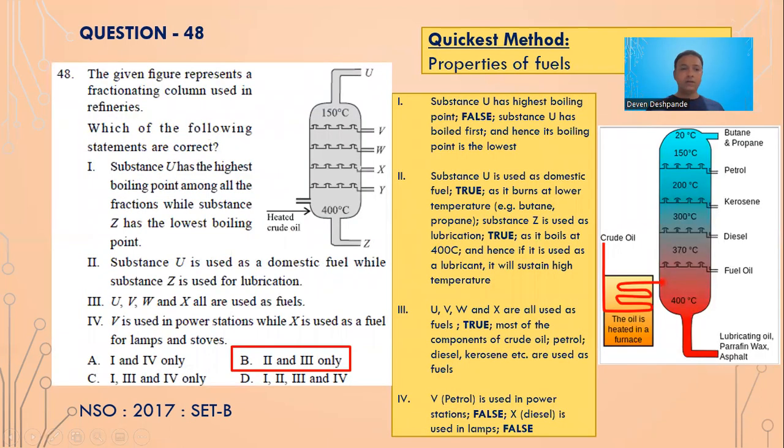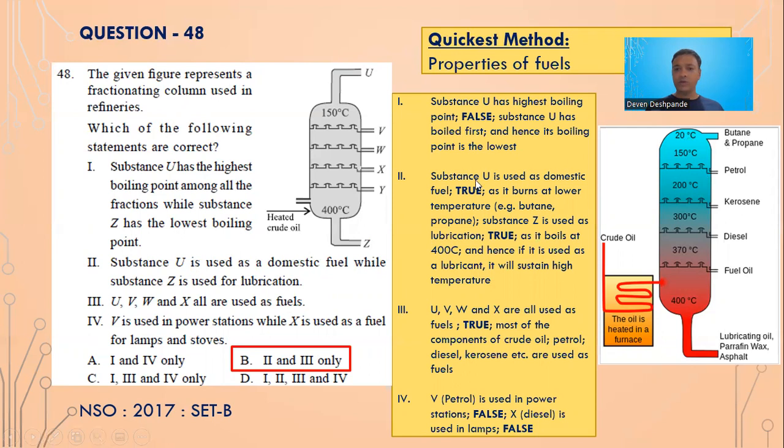Okay, next one. And here you have to remember the properties of fuel. Here this represents a fractionating column, isn't it? Which of the following statements are correct? The first is, substance U has the highest boiling point, which is false, isn't it? U actually has the lowest boiling point, because it is at the vapor stage here. It is boiled first. Number 2, substance U is used as domestic fuel, which is true. Butane, propane, isn't it?